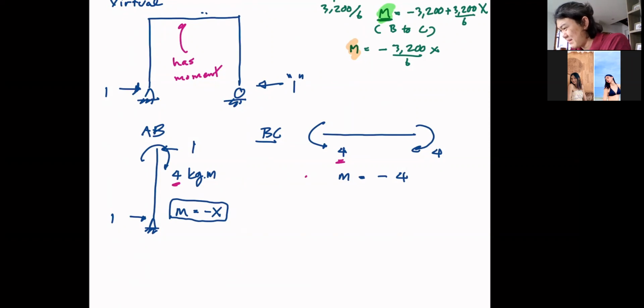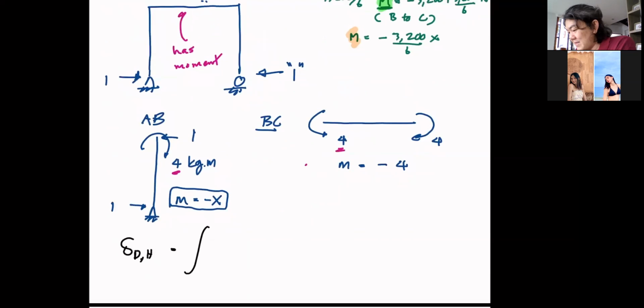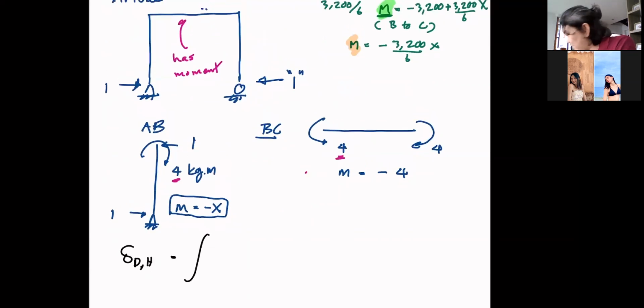Black will be fine. So I can easily say now, how do I call it? Called delta, right? Delta D in the horizontal direction would be the virtual work of the first member. Before I do that, I only have that much area, so I don't have the space to write the summation. So the first integral will be from 0 to 4. This is for member AB.